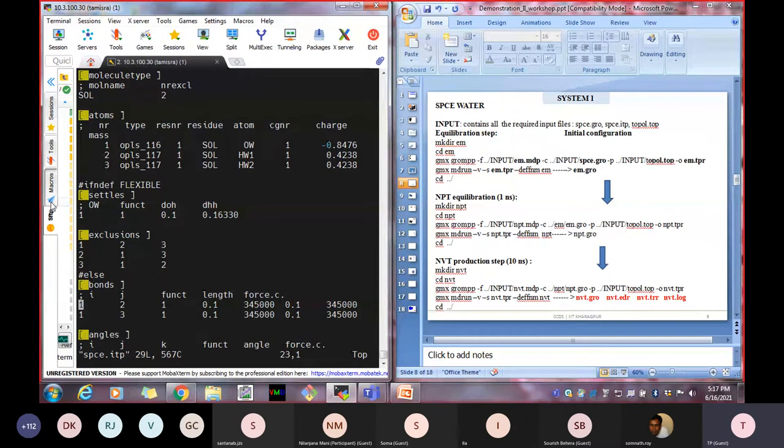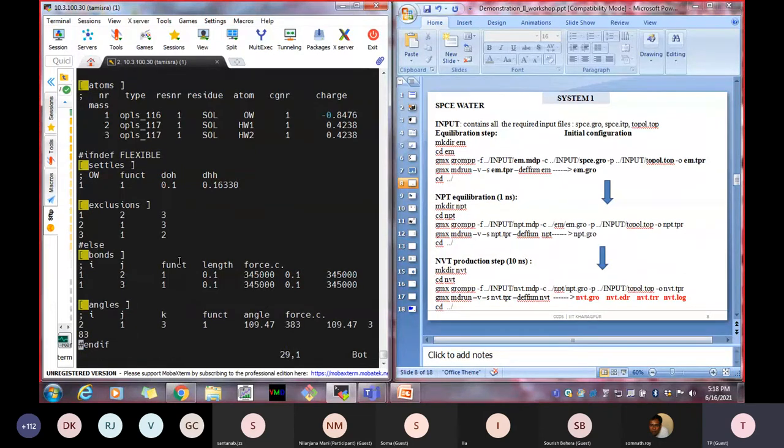You have the settles here. The settles is already predefined in the case of SPC, because if water is not defined as flexible, then it will automatically constrain the bonds using settle. Here is the oxygen, one atom, the central atom taken for the settles, and it uses the function, and these are the distances of oxygen-hydrogen and hydrogen-hydrogen. So these are the ways the SPC water model is defined.